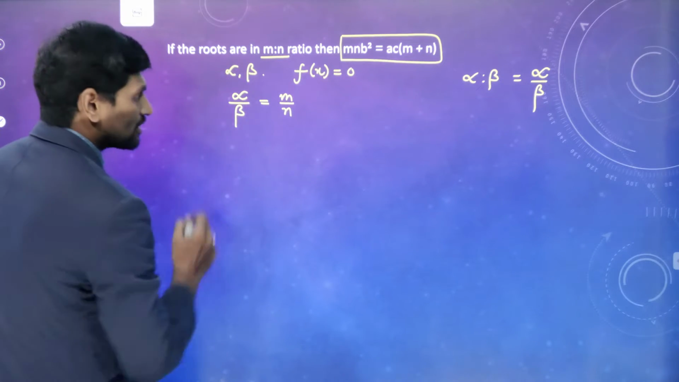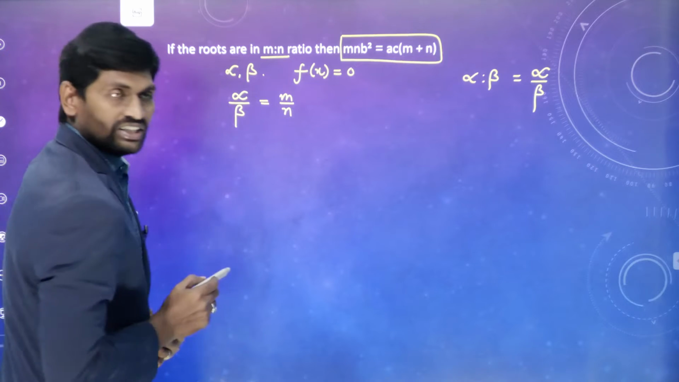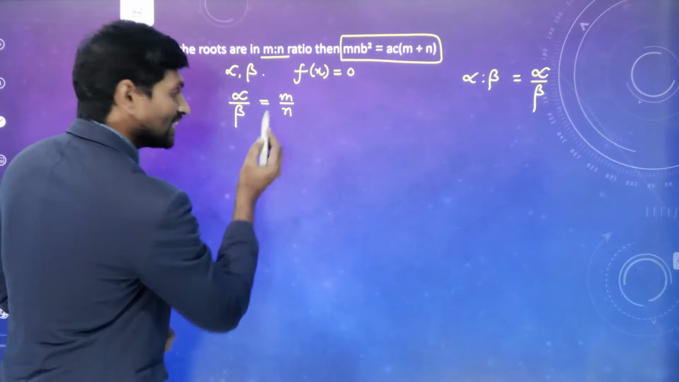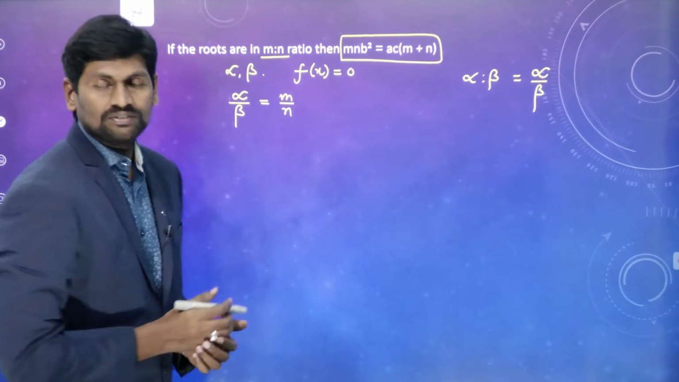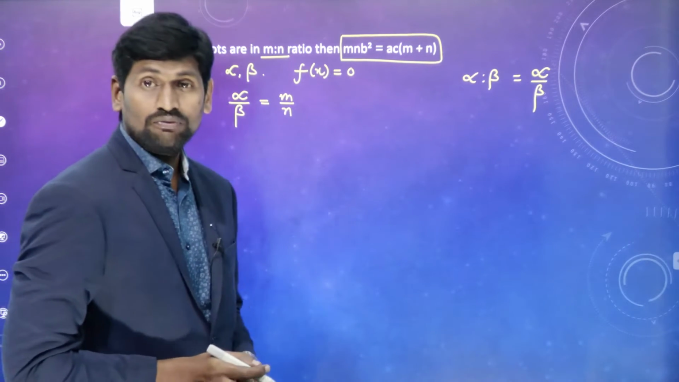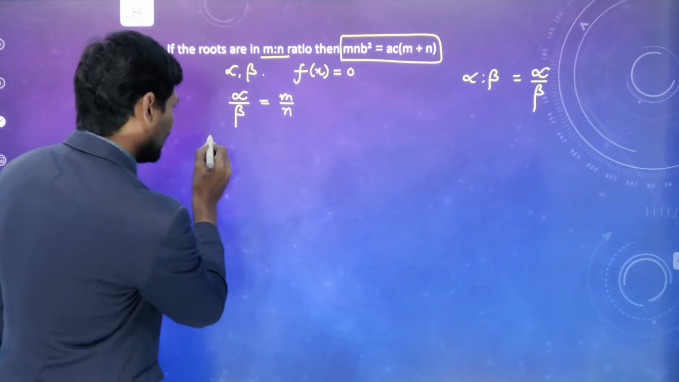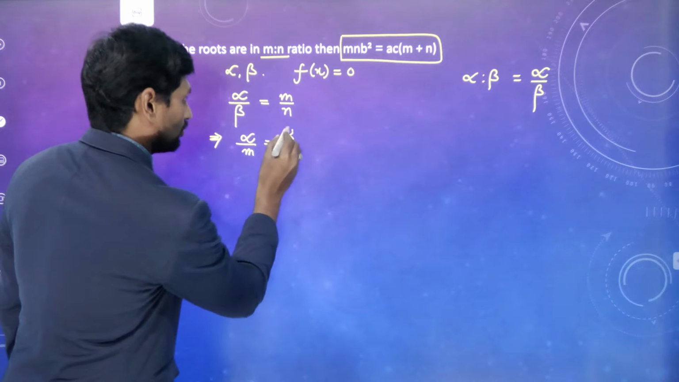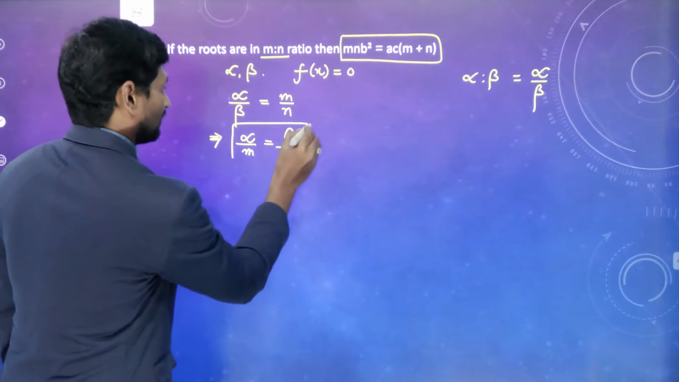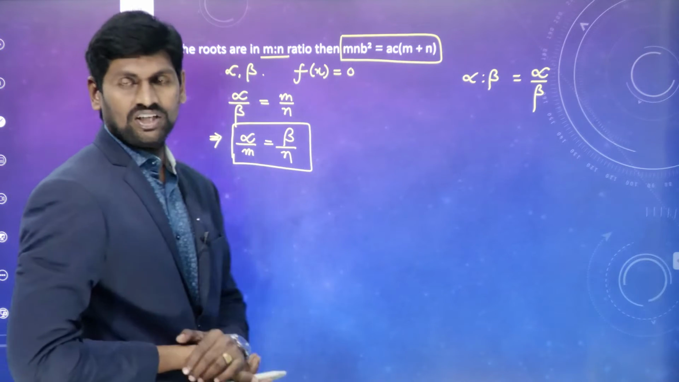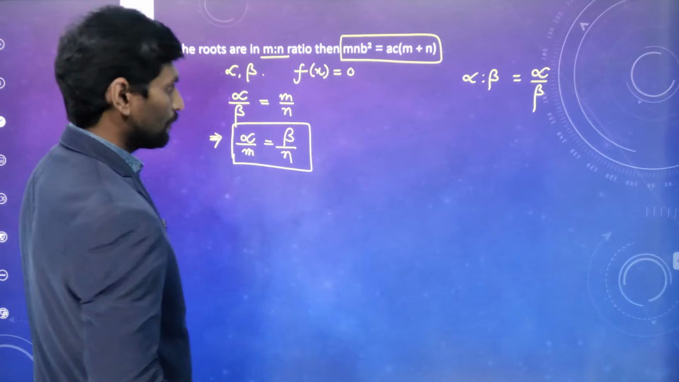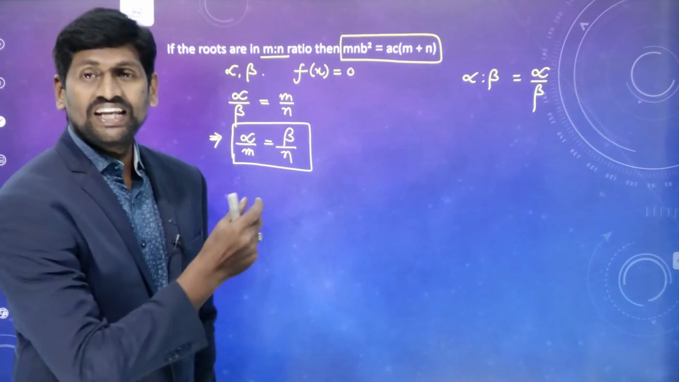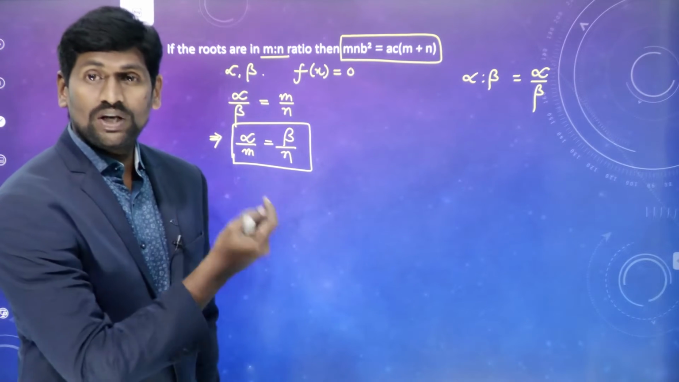See, when you do cross multiplication, alpha into n equals to beta into m. Instead of that, I am just interchanging the position of m and beta. So I can write alpha by m equals to beta by n. For example, alpha is to m equals to beta is to n means they are equivalent values.